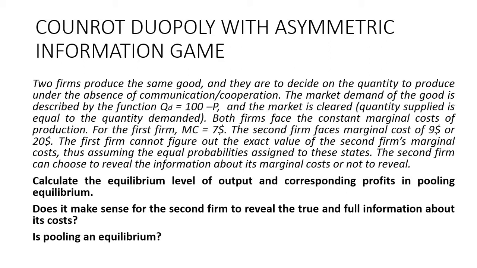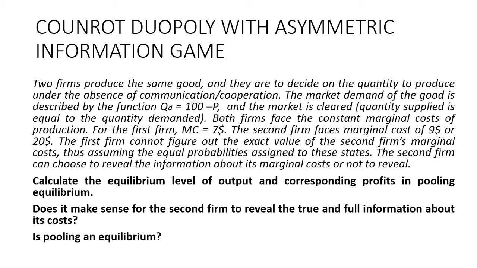Of course, if you watched the previous video, you could probably say that such a revelation might be unreliable, but in this problem, just for the sake of simplicity, let's assume that any revelation is reliable. So the second firm cannot lie about its marginal cost if it decides to reveal information, and the first firm will believe any information obtained from the second firm. But of course, the second firm can also decide to reveal no information at all and keep silent.